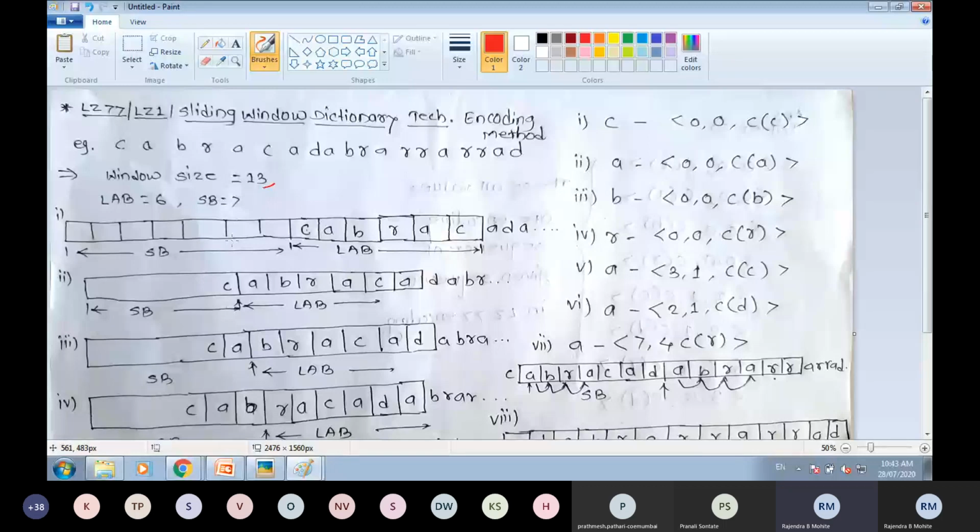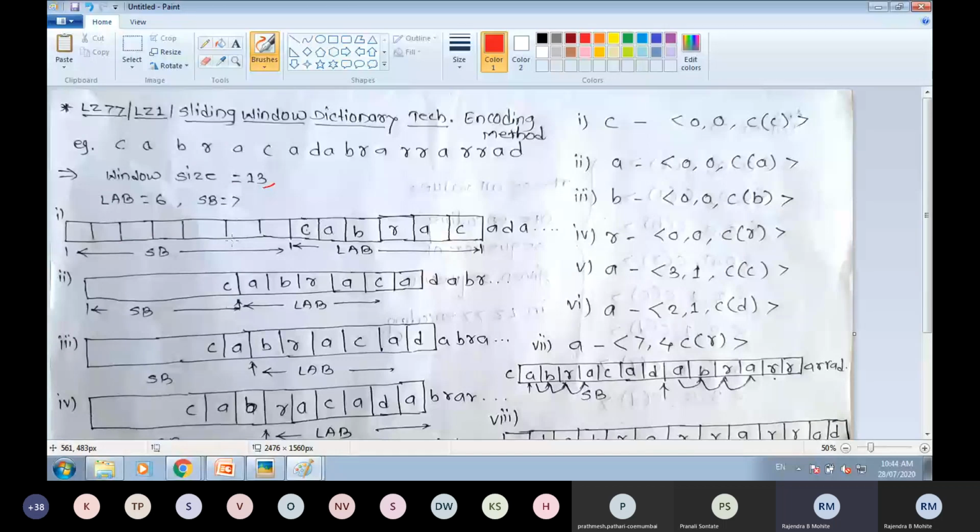So my sequence is CABRACADABRA double RA double RAD. There might be 20 or more alphabets in the sequence. So this is the sequence given to you, and you have to encode the sequence here.